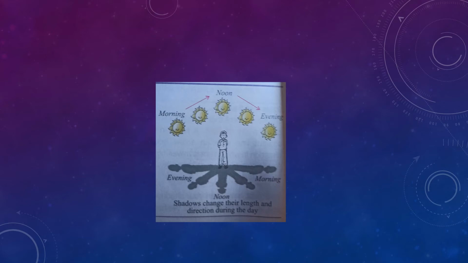And at noon, or 12 p.m. in the afternoon, what happens? The sun is right above our head. So at this point of time, the shadow will be formed right below us. So now we know that the different shapes of the shadows are because of the difference in the position of the source of light throughout the day.